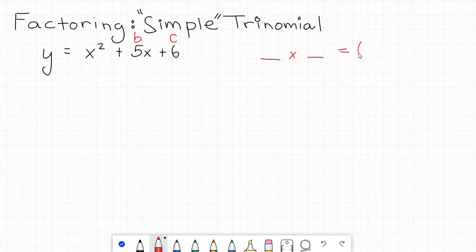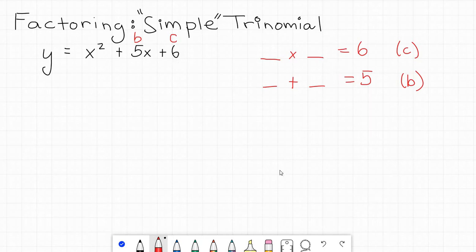In this case, we're going to write a 6, and then the same something plus the same something else should equal b. In this case, 5. So this is going to be c, and this is going to be b. And you really need to make sure that the b is the number in front of the x, and the c is the number that is by itself, the constant term.